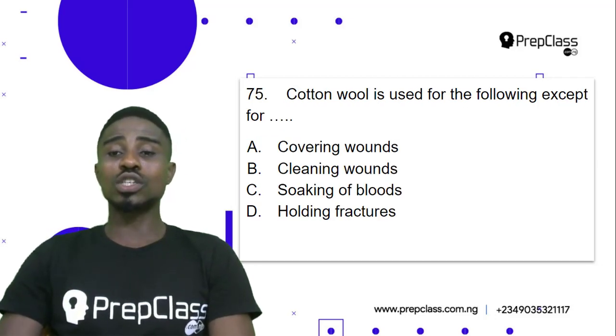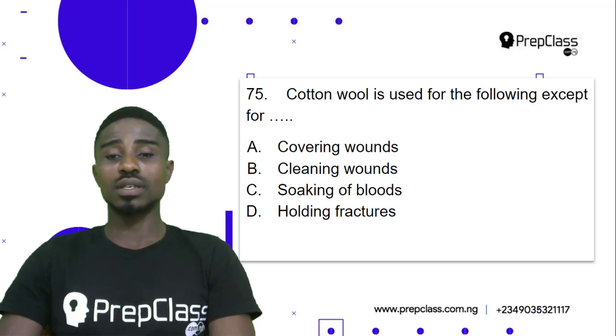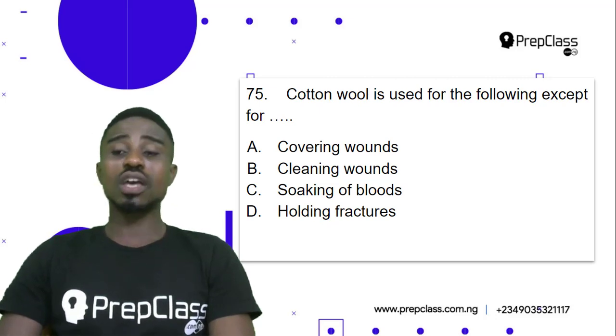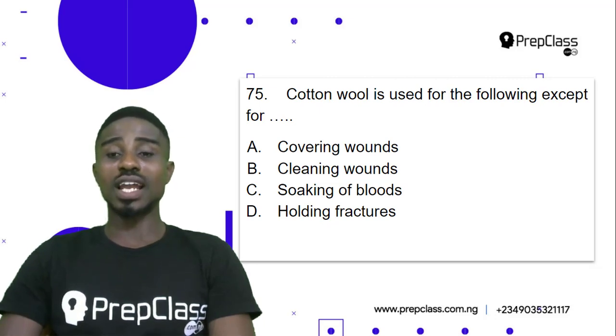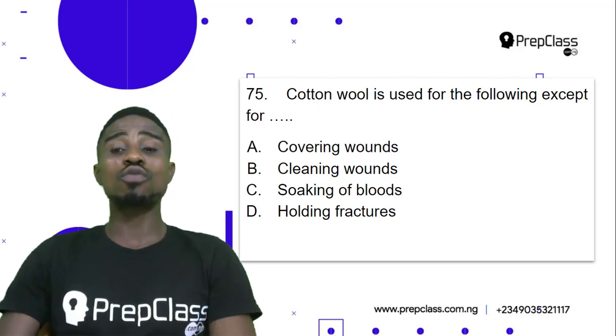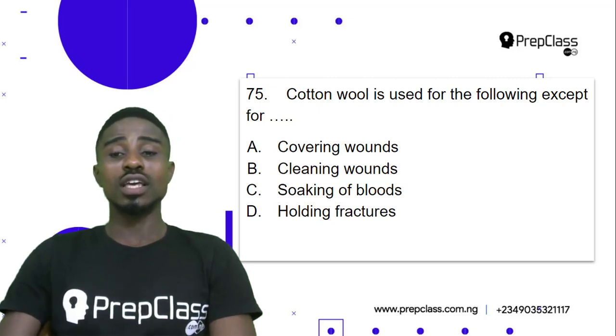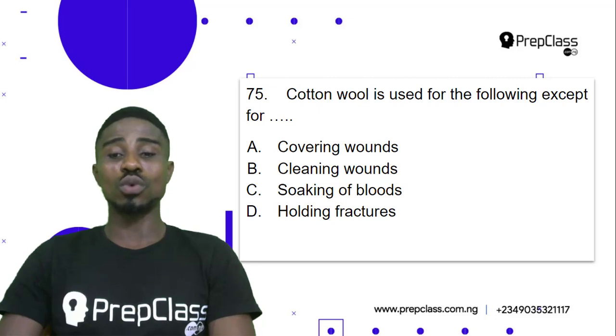Question 75. Cotton wool is used for the following except for A, covering wounds, B, cleaning wounds, C, soaking of blood, D, holding fractures. For us to carefully select the correct answer, we need to analyze all of the options and see which one best answers our question. Option A, covering wounds. Yes, cotton wool is used for covering wounds, and you can enhance it or support it with the use of a plaster. Cotton wool is used for covering wounds.